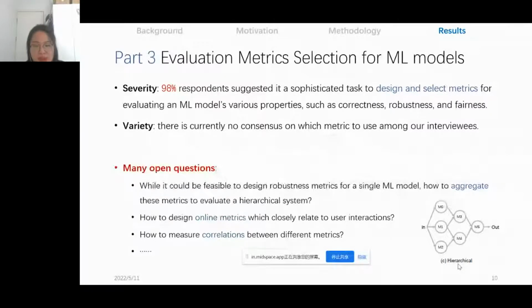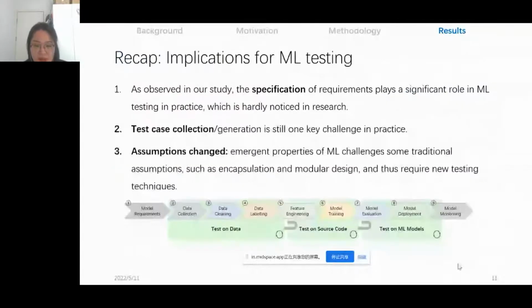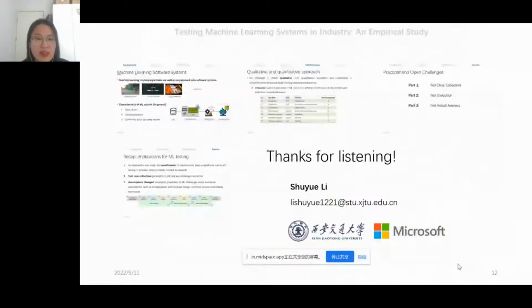To conclude, in our study, we find some important implications from the industry for machine learning testing. We hope this work could provide some insights and make the researchers better positioned to help practitioners on machine learning testing. That's all. Thank you.